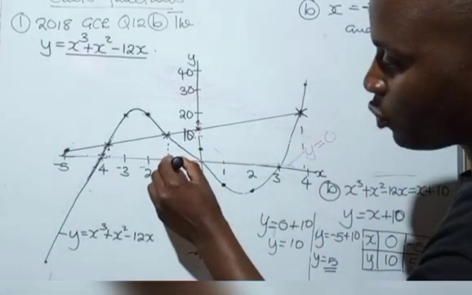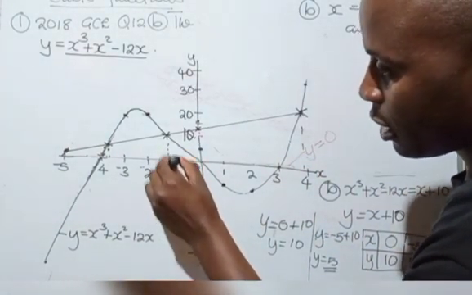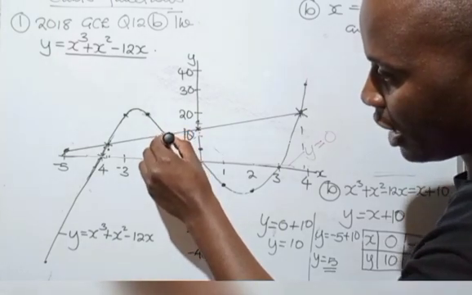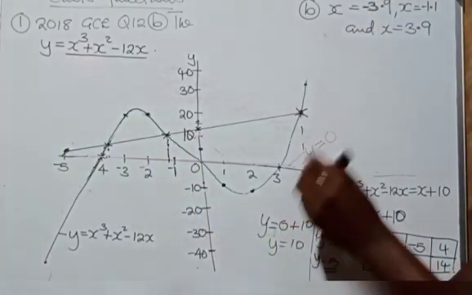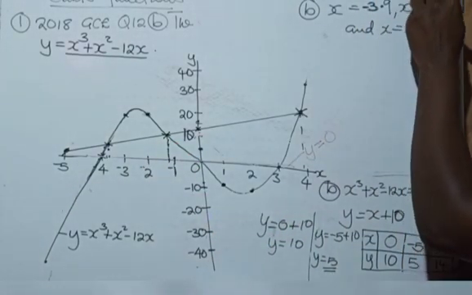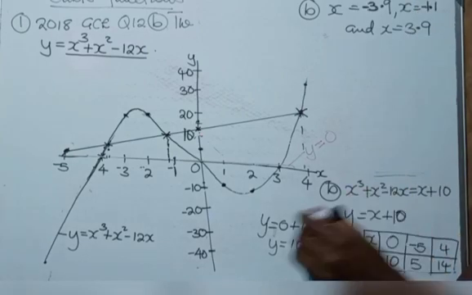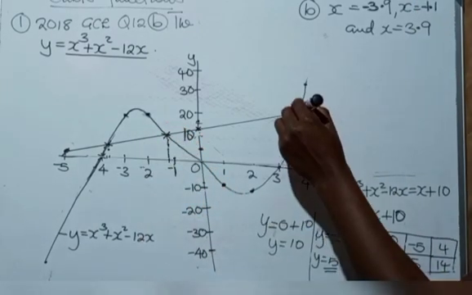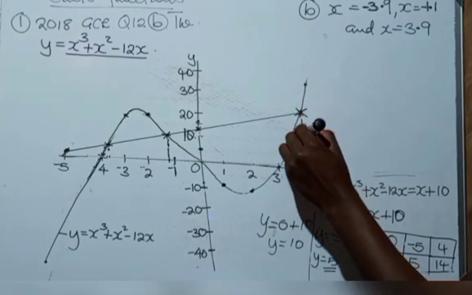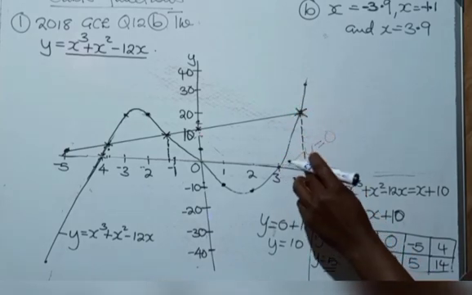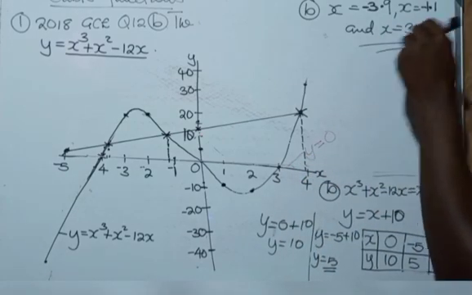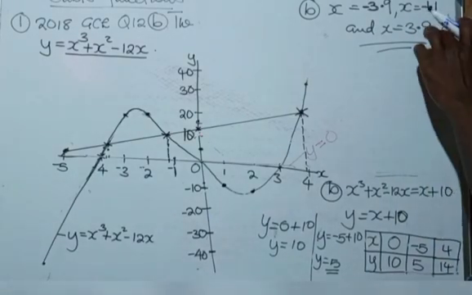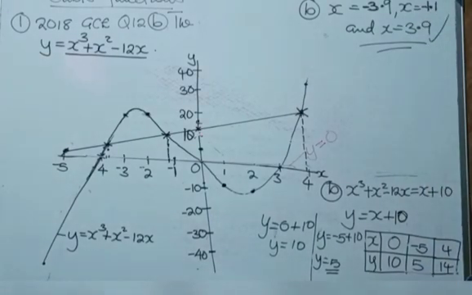Then if I come to this point there, I go down, it will be negative 1.1. This is my negative 1.1. Then if I go to this point here, I go down like this, I'm going to have 3.9. This is the 3.9 I've written there. These are the answers we have found.